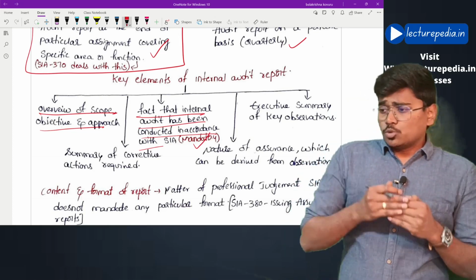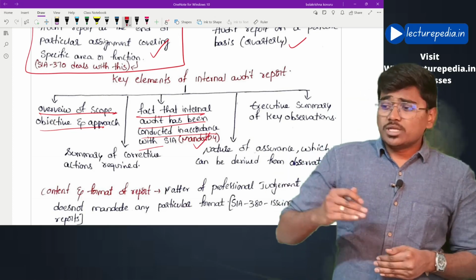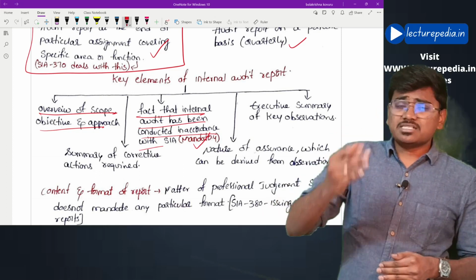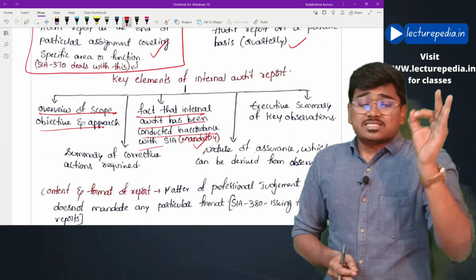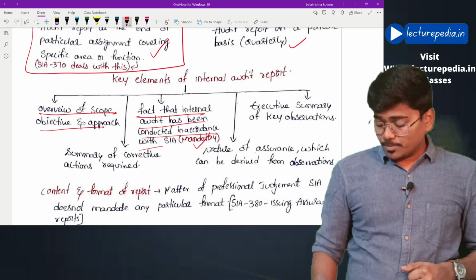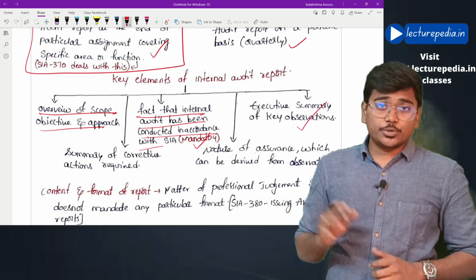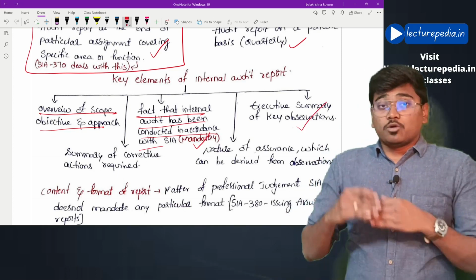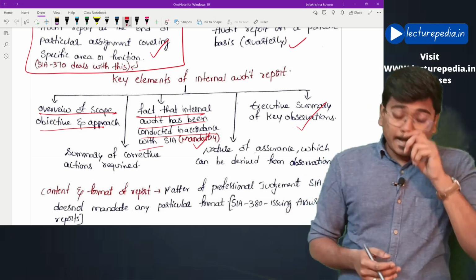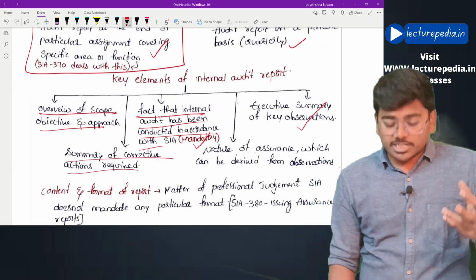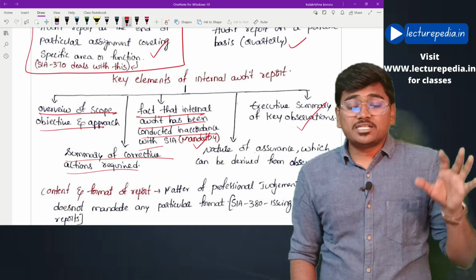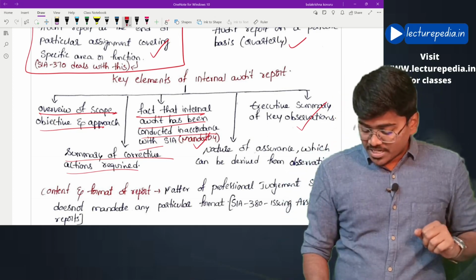After that, you have conducted the internal audit, right? Now during the internal audit, what are the key observations that you have made? That is a summary of key observations that you have made. Even that should be included in the internal audit report. Next, what are the suggestions that you want to give to the management? A summary of corrective actions that are required to be taken by the management. Even that has to be present in the internal audit report.